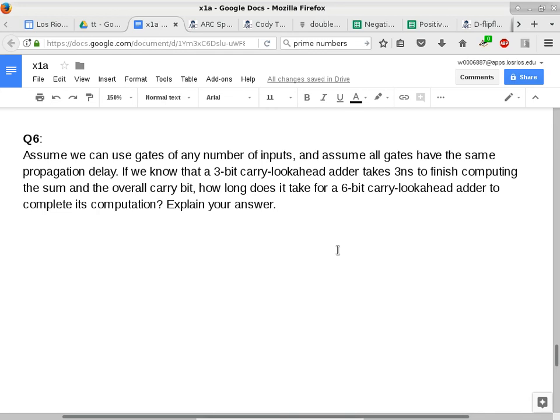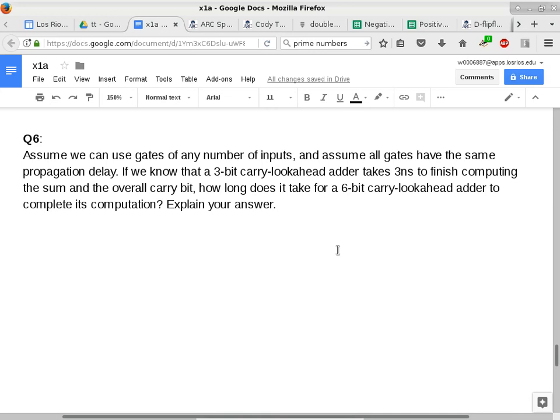Okay, so the question reads, assume we can use gates of any number of inputs. In other words, unlike in the previous or the practice exam where I lock down and say, oh, you can only use gates of 2 inputs, I'm now allowing you to use gates of 60 inputs if you need to, okay? And assume all gates have the same propagational delay, okay? So they all have the same propagational delay. No difference between OR and exclusive OR gates. No dependency on the fan-in either, okay? You can have a gate that has 60 inputs versus a gate that only has 2 inputs, same propagational delay.